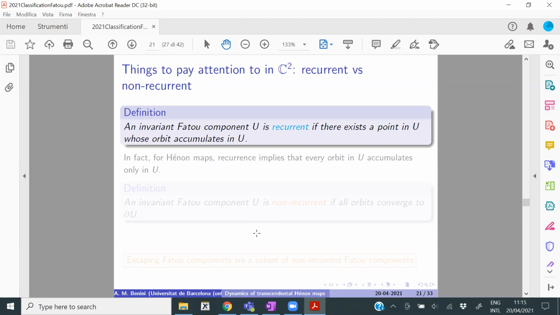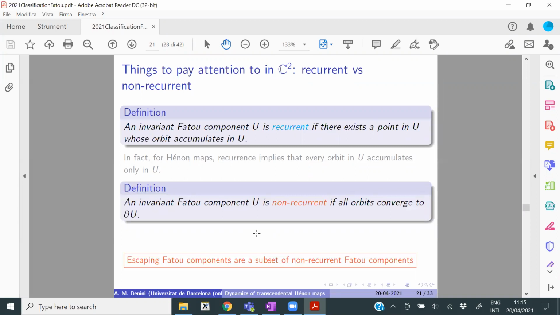But for now, we distinguish between Fatou components which are recurrent, if at least one point converges in the inside of your Fatou component, and non-recurrent when all orbits converge to the boundary of the component. And in fact, for Henon maps, either every point converges to the inside or every point converges to the boundary, okay? But a priori, as far as I understand, this is not true. And of course, escaping Fatou components are a special case of non-recurrent components.